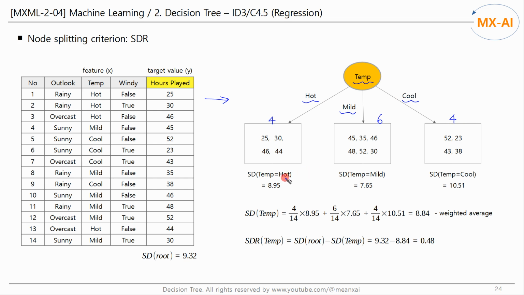If we calculate the standard deviation at each leaf node, we get the following. If we calculate the weighted average of these standard deviations, we get 8.84. This is the standard deviation after splitting the root node by the temp feature. Then the SDR for the temp feature is 0.48.